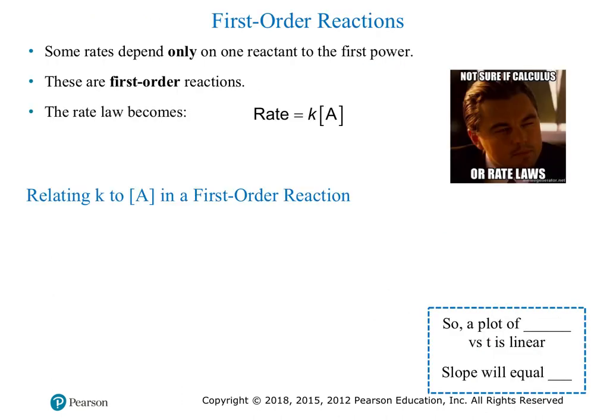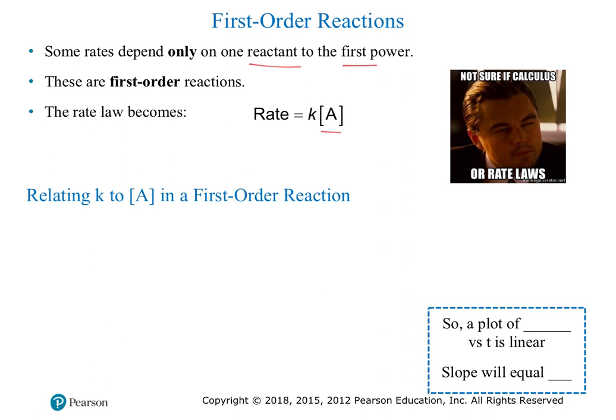Now we're going to work on each type of order of reaction and a little bit about each one. We're going to start with first order reactions. With first order reactions, the total rate only depends on one of the reactants to the first power. So it has the rate law: rate equals k times a reactant to the first power.